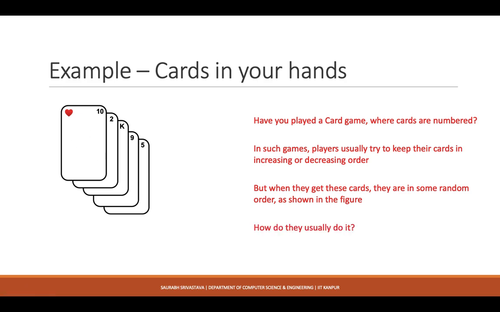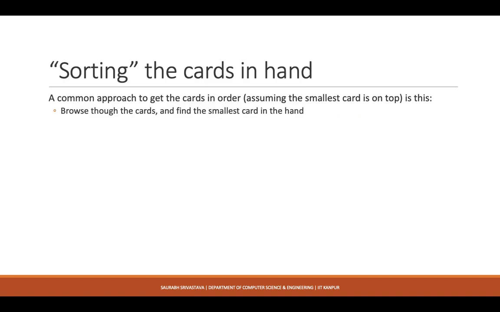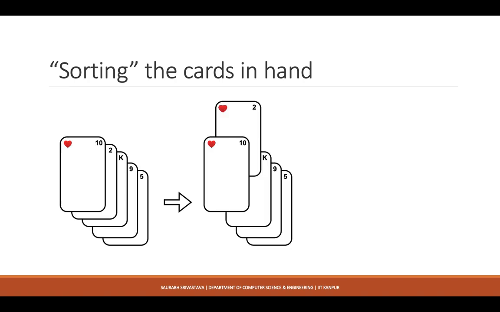So how do these card players sort their set of cards? Well, there is one very common approach. You may not use this approach, but this is a very common approach, especially this is one that I use. What I do is I browse through all the cards, and I just pick up the smallest card that is there. Throughout all my cards, I just find out the smallest card. So let's just say in this case, it will be the card with number 2.